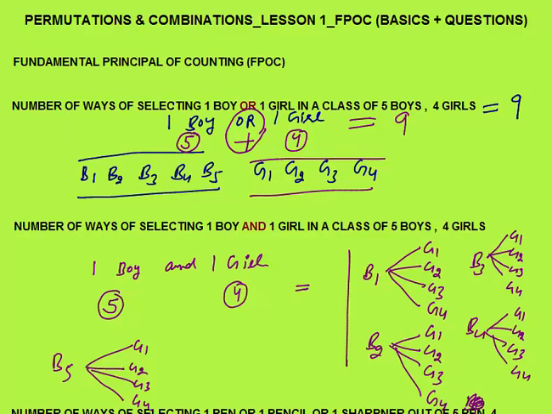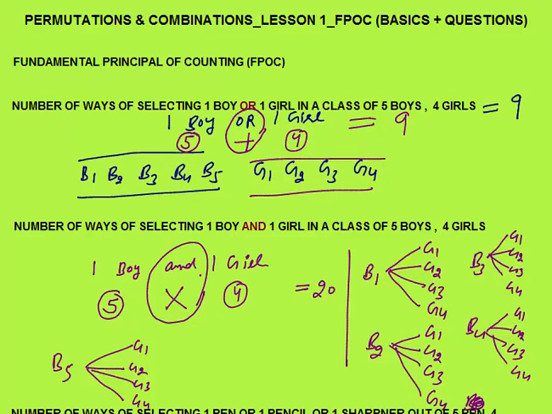So total combination would be, you can see that each boy can be paired with 4 girls. So 5 boys can be paired with 4 girls in 20 ways. So answer will be 20. How will this 20 be formed? There will be a sign of multiplication.